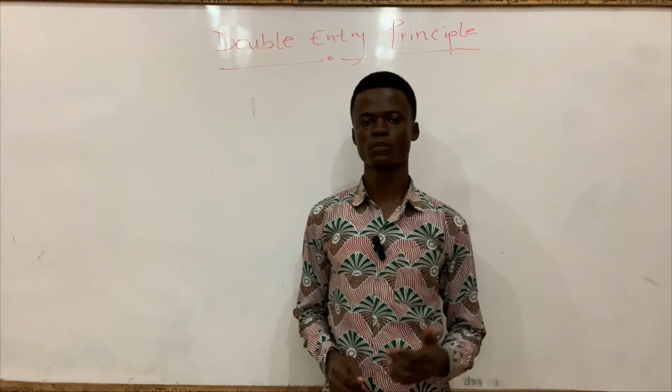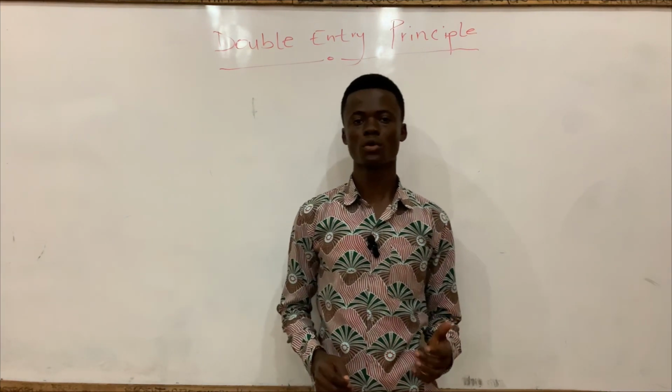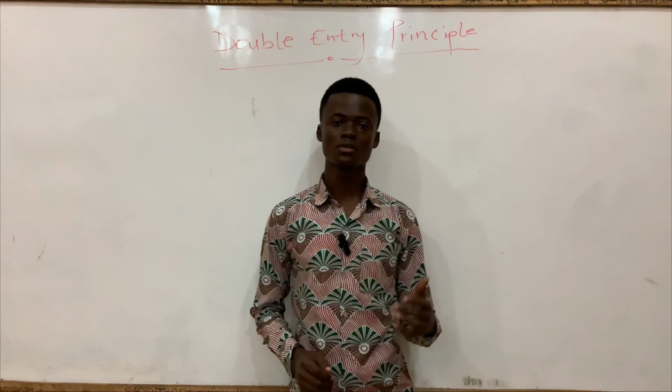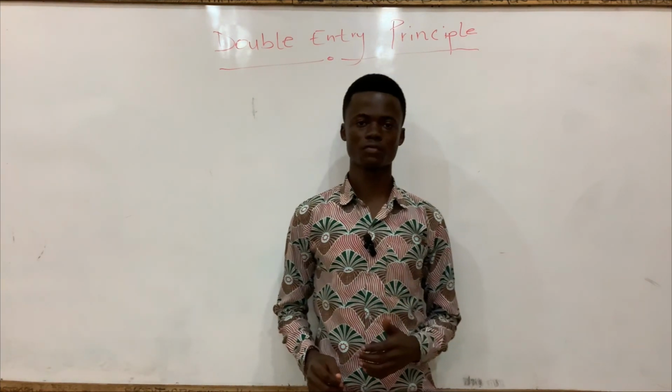In today's video, we'll be looking at the final part of the double entry principle, or the golden rule in accounting. This part entails balancing of an account and extraction of a trial balance.